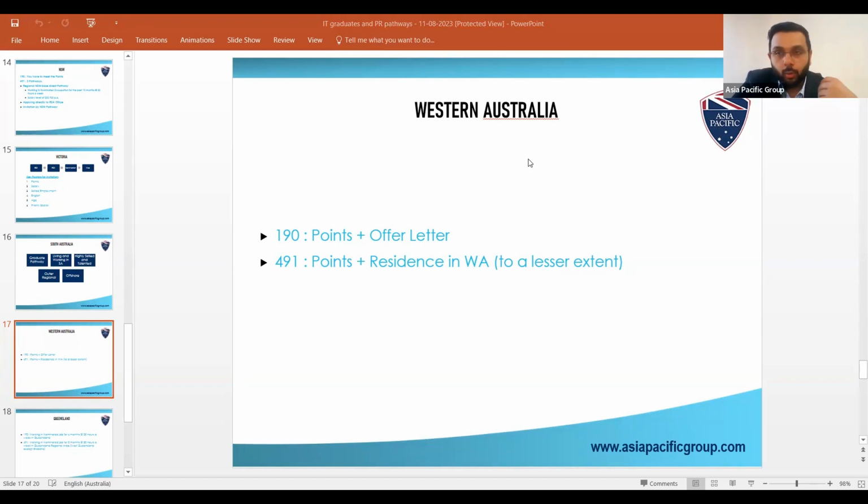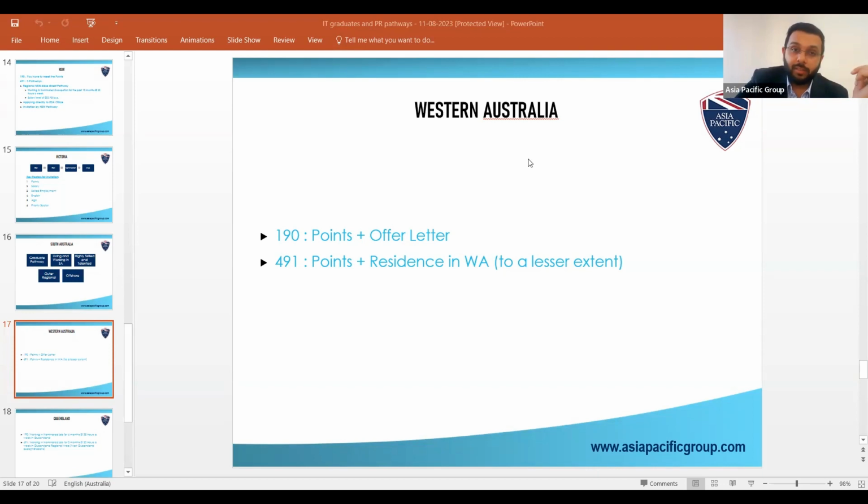And a lot of people who don't have really good points, let's say you are 70, 75-ish, you can just get the 491, because with the 491 in Western Australia, you get to live in Perth. Perth is almost 2.5 million people, and that's like half the size of Sydney. And that's a proper city with a CBD, with their own companies, own setups, and a lot of opportunities over there. So Perth is a really good opportunity to consider. For IT graduates, generally it is pretty solid.